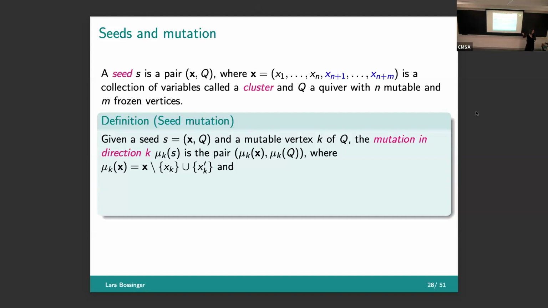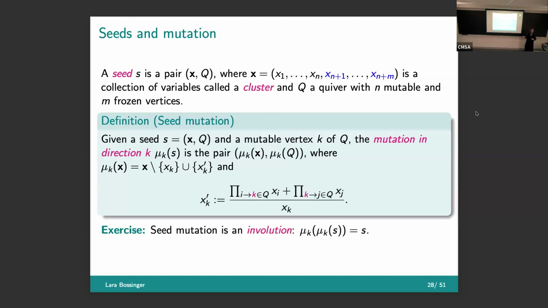The mutated quiver, we already saw what it is. The tuple of variables will change in just one slot. I will replace only the variable in the k entry of my tuple. And this is the mutation formula, or the exchange relation, that will tell me what to replace it with. It depends on the quiver and the arrows incident to my vertex k.